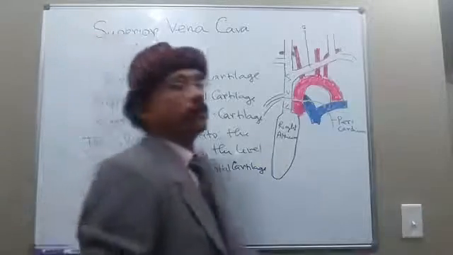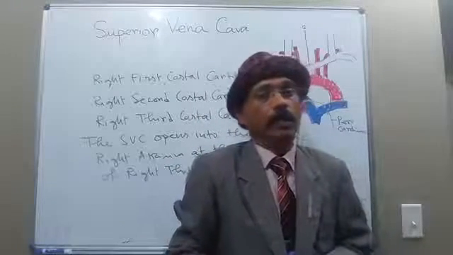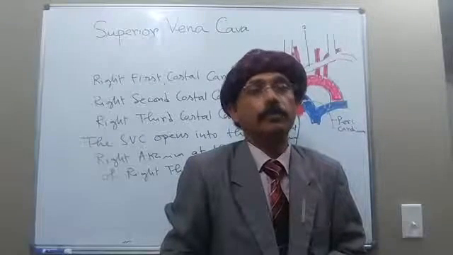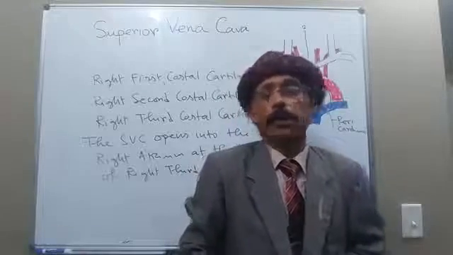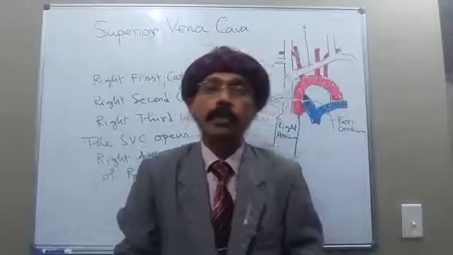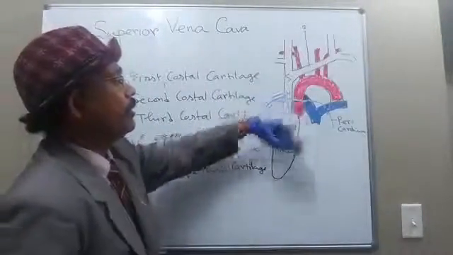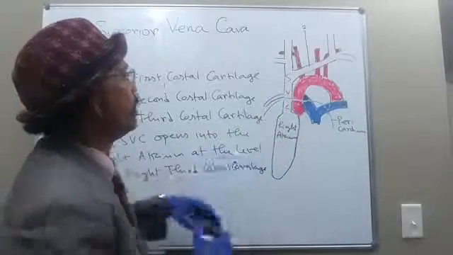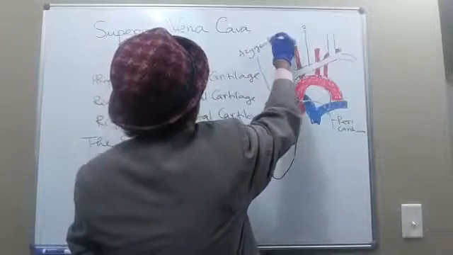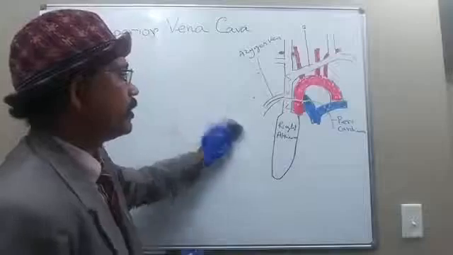We got the sternoclavicular joint, behind which the brachiocephalic veins form. At the right first costal cartilage, the superior vena cava forms by the union of the two brachiocephalic veins. At the right second costal cartilage, the superior vena cava penetrates the pericardium, and just before entering the pericardium it receives the azygos vein. This is the azygos vein.